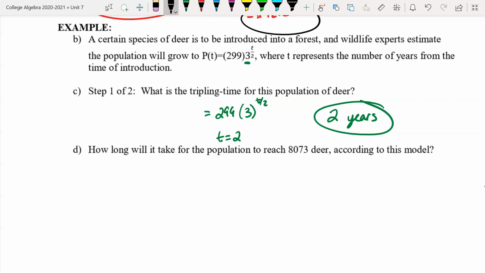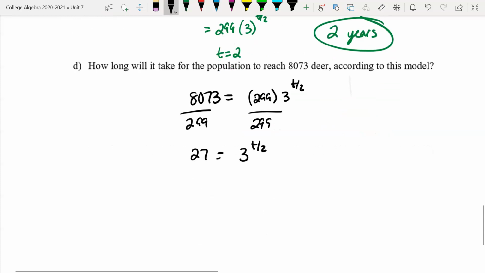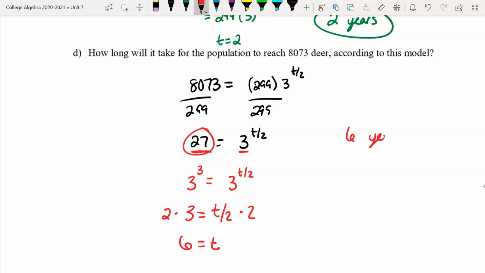And that's kind of like a trick question almost. Now the harder one, it says, how long will it take for the population to reach 8,073 deer? So I'm going to say 8,073 equals 299 times 3 to the t over 2. So again, kind of solving these, we divide by 299. I get 27 equals 3 to the t divided by 2. Now here's where it comes in handy, knowing how to solve an exponential equation. Look at 27. Can I rewrite it as a base 3? Well, the answer is yes. I can rewrite this as 3 to the third. So now that you have the same base, I can get rid of it. I'd multiply both sides by 2. I would get 6. So it's going to take 6 years for it to reach 8,073 deer.